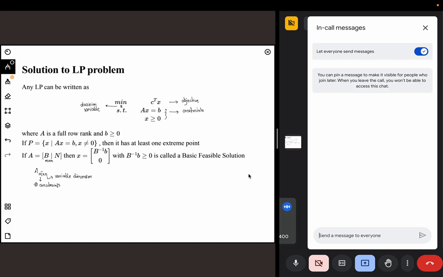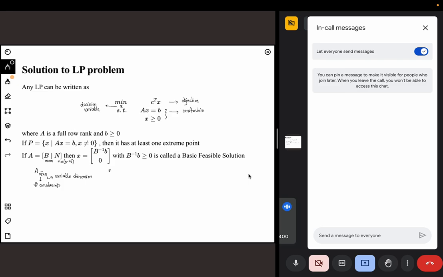So the matrix A can be decomposed like this. A is an m by n matrix, so we can divide it into m columns and the remaining n minus m columns. When we split it like this, since A is full row rank, the matrix B is invertible. So we can write X as B inverse b and 0. If we take all the remaining values to be 0, then we can calculate the remaining values.